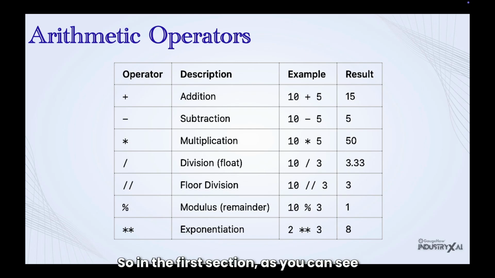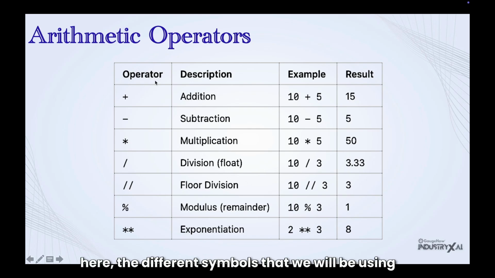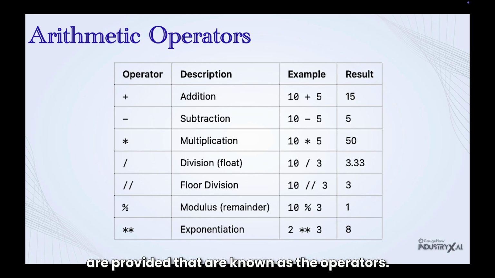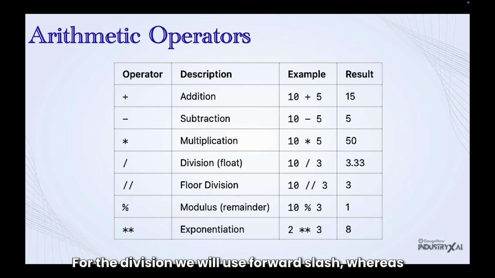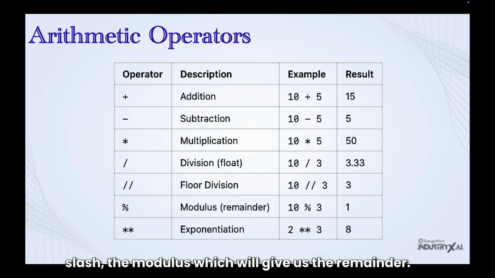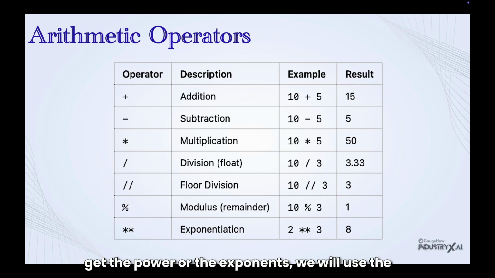So in the first section, as you can see here, the different symbols that we will be using are provided, that are known as operators. In the first column, we will see plus, minus, multiplication. For division, we will use forward slash, whereas for floor division, we will use two forward slashes. The modulus, which will give us the remainder, uses the percentage symbol. And to get the power or exponents, we will use two star symbols to perform that operation.